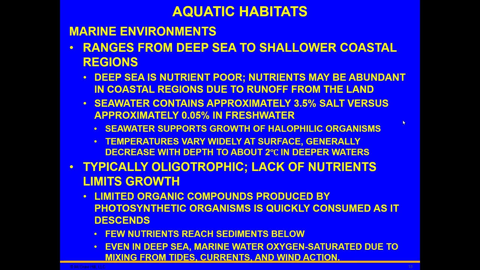Usually what you're talking about for the ocean, marine environments, are oligotrophic organisms. You may have a lack of nutrients, which of course limits growth. Limited organic compounds are produced by photosynthetic organisms, and this is quickly consumed as it descends. So you can have photosynthesis on the top a little bit, but as those cells descend deeper into the darkness, they become food for heterotrophs, but you can't usually see a lot of life at the bottom of the ocean. Few of the nutrients actually reach the sediments below. And you have to understand what we're talking about is half a mile, 1 mile, 1.5 miles, 2 miles below the surface.